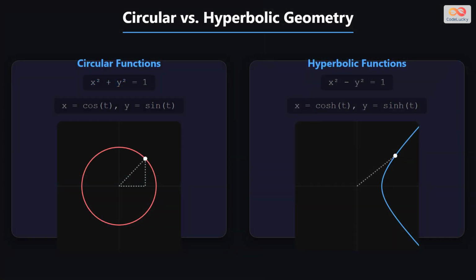Let's compare them side by side. On the left, we have the unit circle with the equation x² plus y² equals 1. Any point on this circle is defined by cosine t and sine t. On the right, we have the unit hyperbola with the equation x² minus y² equals 1. The points on this curve are defined by the hyperbolic cosine and hyperbolic sine. Notice the sign difference in the equation, plus for the circle, minus for the hyperbola.